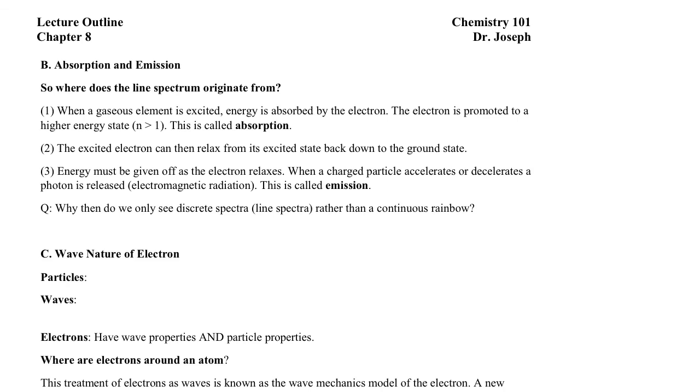So the last point here is, why then do we only see discrete or line spectra rather than a continuous rainbow? And to answer that, we have to recognize that this experiment tells us that the electrons can only exist at certain discrete energy levels. And for that reason, we say that the electron is quantized. Its energy is quantized. So I'm going to write here, it's because the energies of the electrons are quantized, meaning only certain specific or allowed energy levels are possible for the electron, and that's why we only observe those transitions.